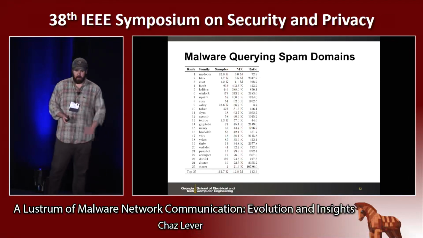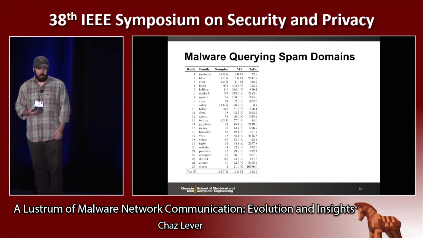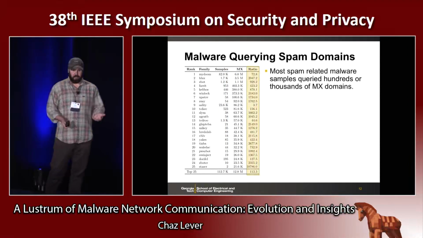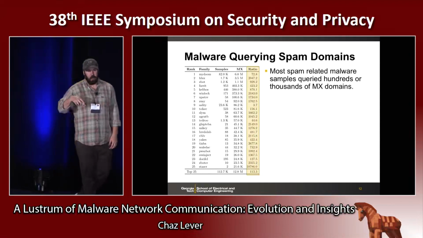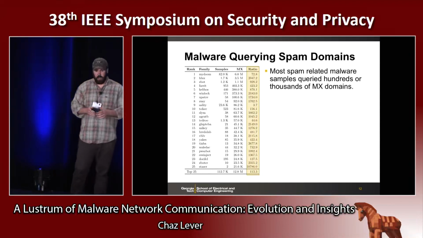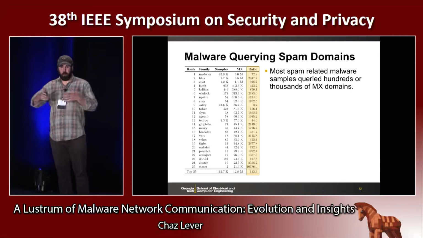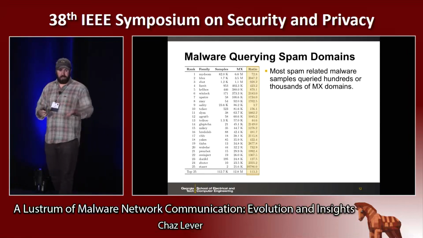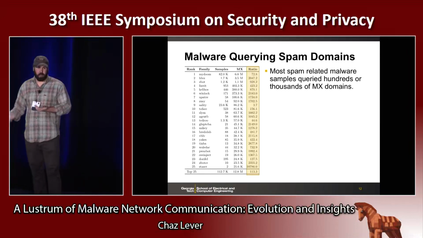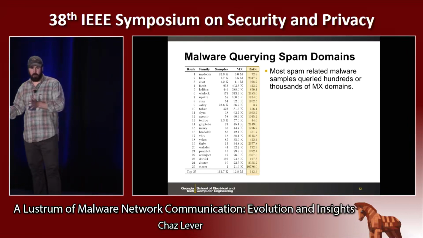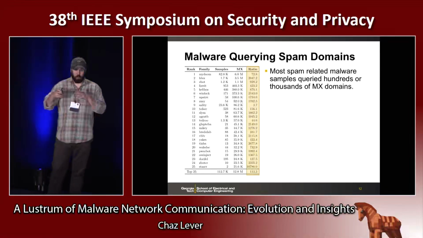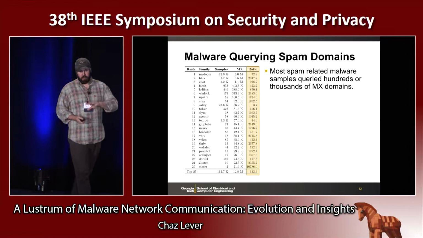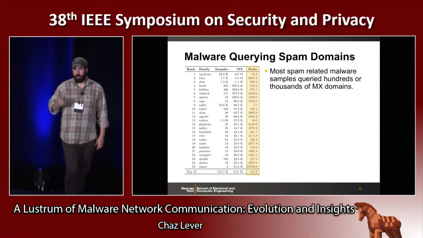And the last thing we're going to look at is malware querying spam domains. We mentioned that this was a class that we filtered out because they look different. I'm just going to highlight this last column here, which shows that on average these spam samples were querying a lot more domains than we saw after our filtering. They were querying hundreds or even thousands of domains, which was quite different behavior than we saw for samples after filtering. And this is an interesting reason why we did that.